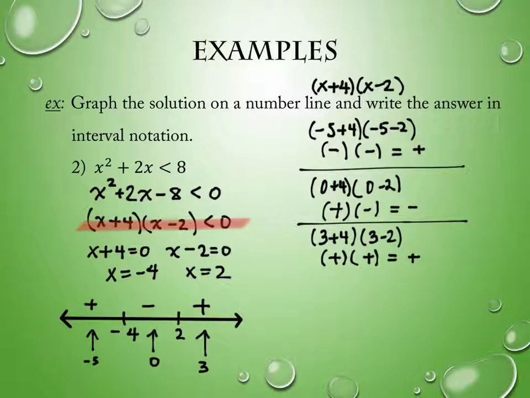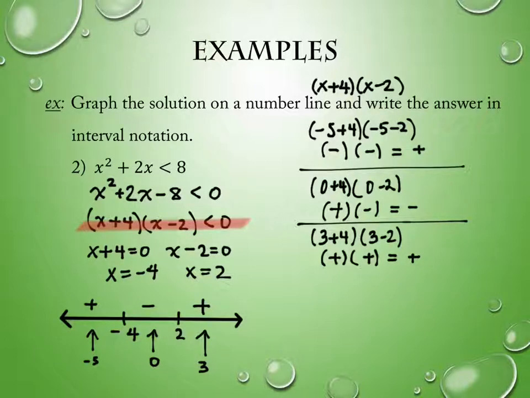Sarah? Okay, I understand how we get them on our number line, but how does that determine where we shade? Yeah. Okay, we'll get to that in a second. Any questions about where the negatives and the positives are coming from? Because I'm moving very quickly and I want to make sure we're good.